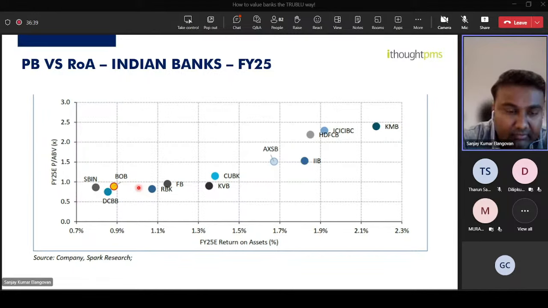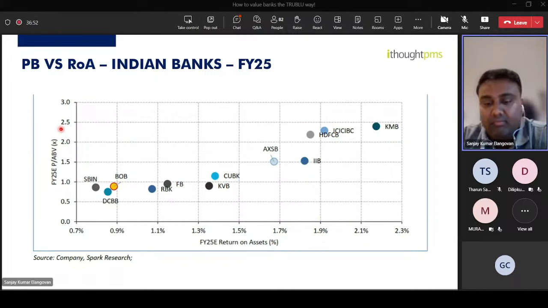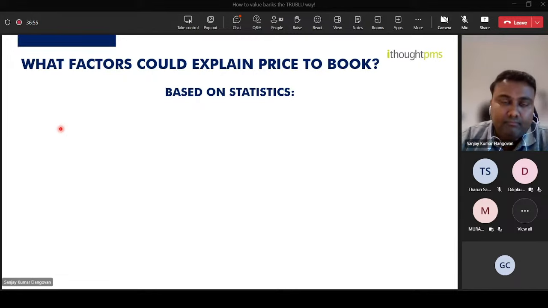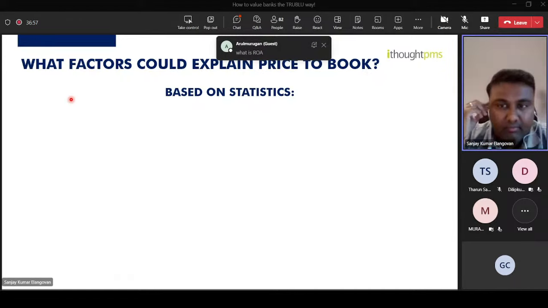There's no difference that the market is making. But beyond that point, let's say 1.4% ROA is where the jump happens. You'll see the large banks having higher ROA and then being given a higher price to book multiple by the market. So what factors could explain the price to book?